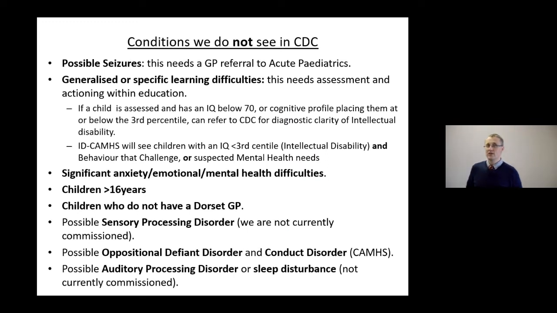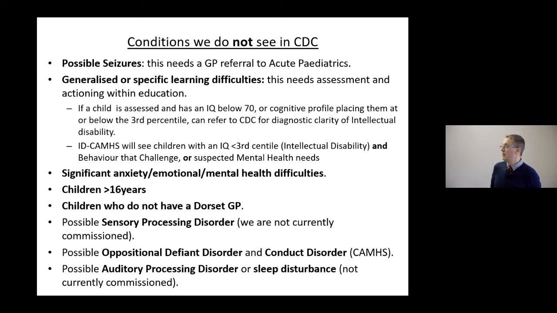So this is to highlight some of the things that we don't see in community paediatrics. Possible seizures, that's an acute problem. We need to see that and investigate that. That could be epilepsy, and we need to see that in the main hospital. Generalized or specific learning difficulties, which is an educational assessment with an educational psychologist. And ID CAMHS, our intellectual disabilities service within CAMHS, will see children if their IQ is below the 3rd centile, particularly if they're having associated issues such as challenging behavior or mental health issues.